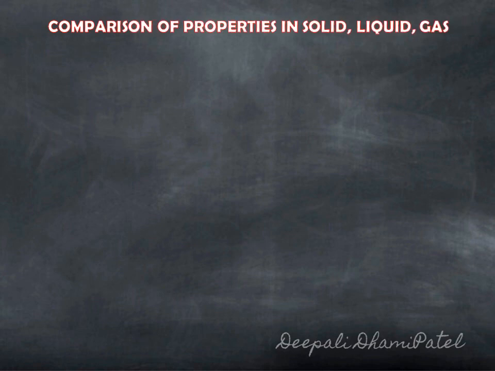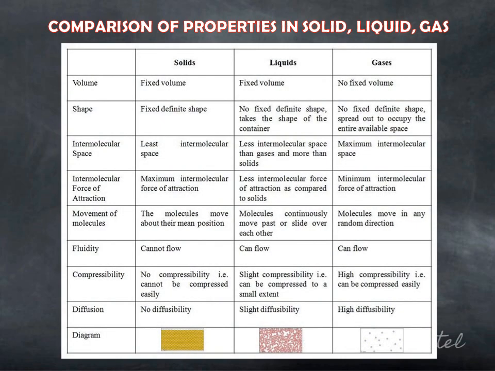Now let us compare the properties of solid, liquid, and gases on the basis of certain criteria. On the basis of volume, solid has fixed volume, liquid has fixed volume, but gases have no fixed volume. The shape: solids have fixed shape, liquids do not have fixed shape but they take the shape of the container. Gases have no definite shape and they occupy or spread over the entire available space.